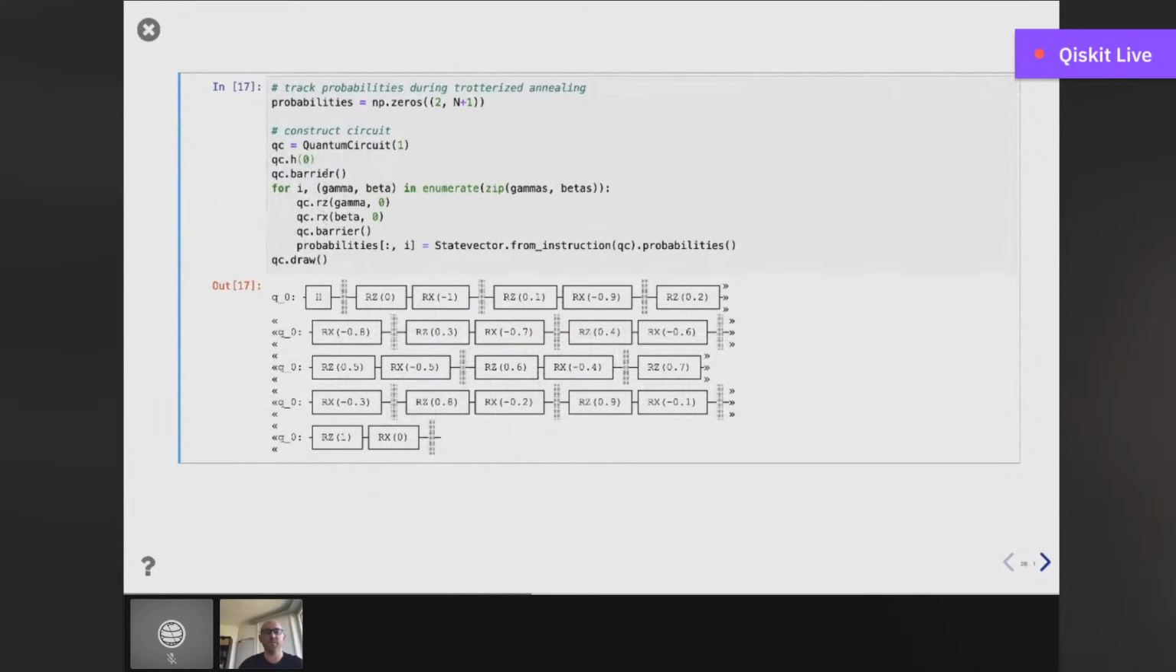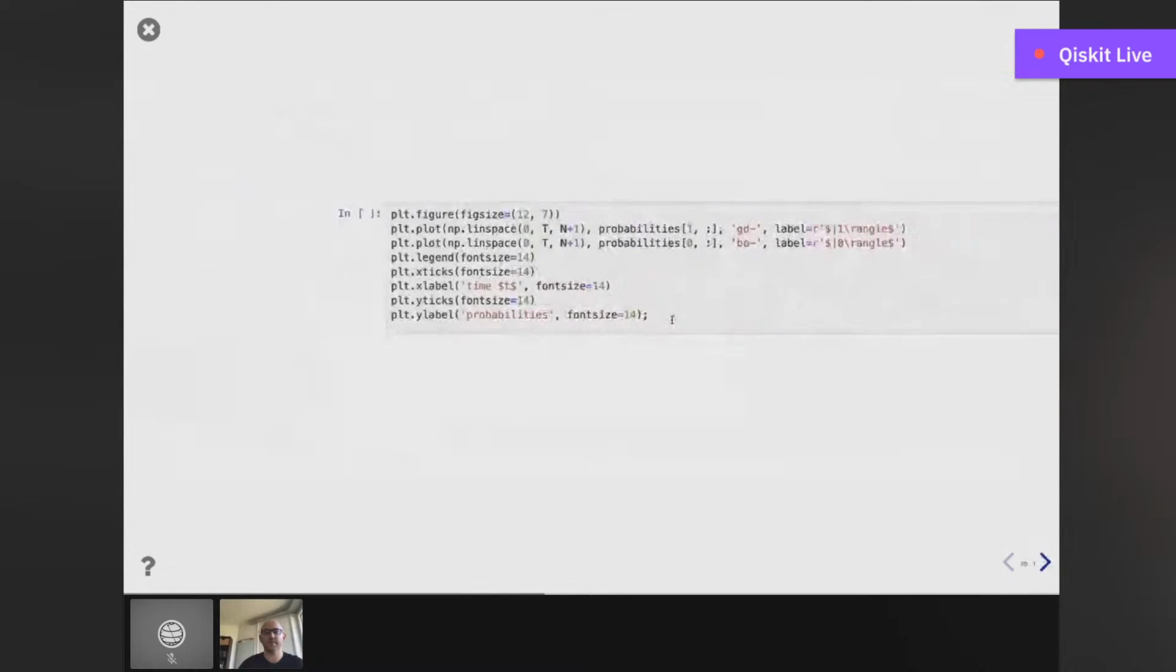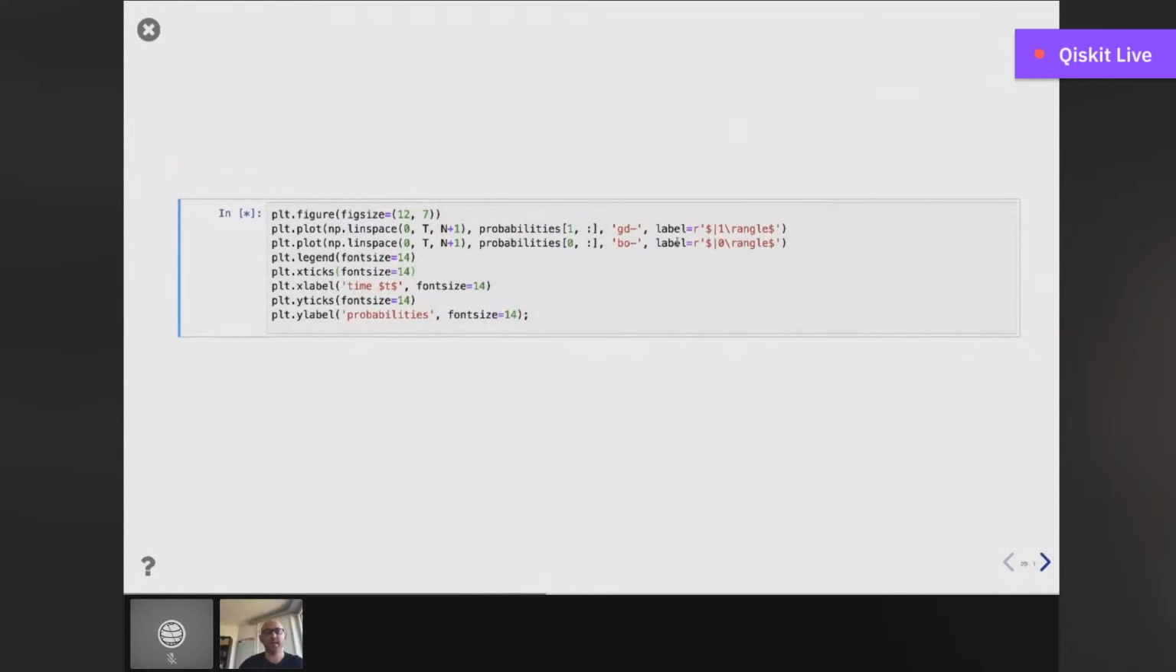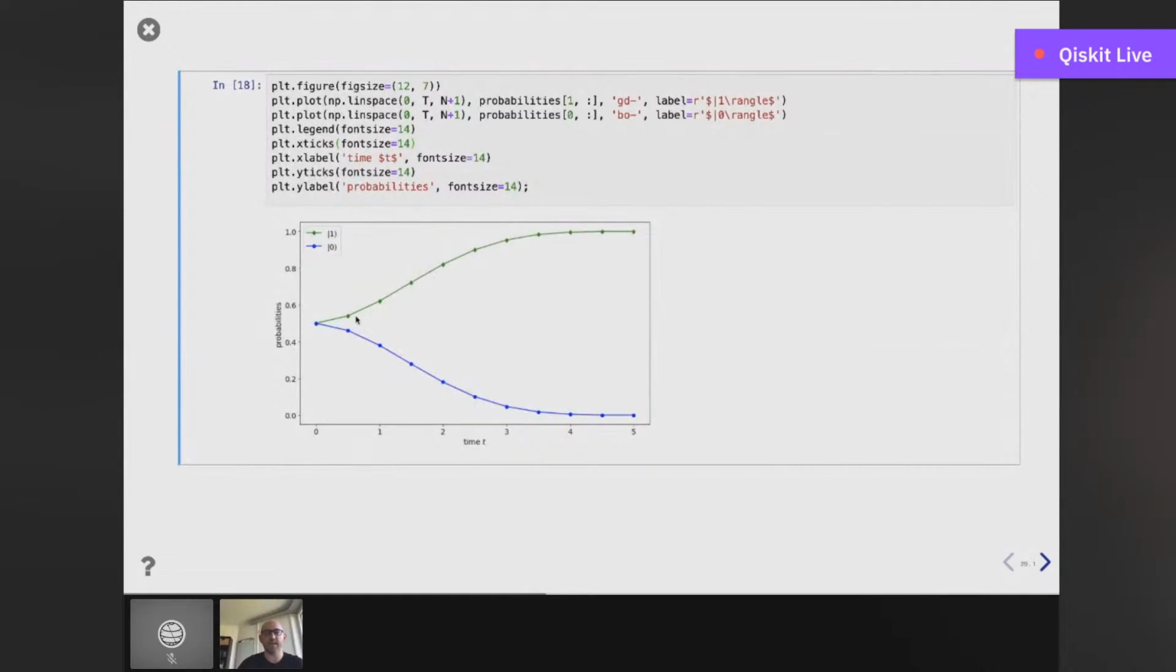And what we do here is we track the probabilities at every barrier to measure a 1 or a 0 of this one qubit. And we can show how this looks like. Here in green, you have the probability of measuring a 1, and in blue, you have the probability of measuring a 0. And you see, we start with the probability 50-50, which is the equal superposition state, which makes sense. And then we move up to 1 to measure a 1, and the probability of 0 goes down to 0. So this is the annealing process, the trotterized annealing.